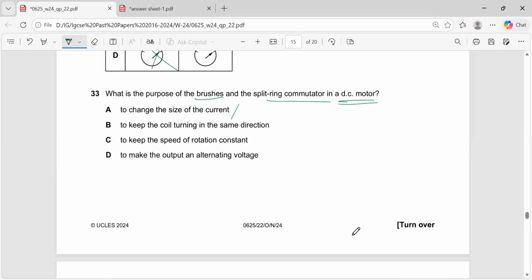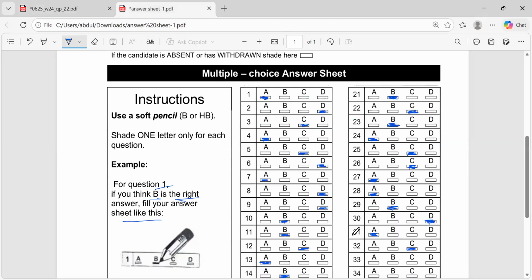To change the size of current? DC motor is not producing current. To keep the coil turning in the same direction? Yes. To keep the speed of the rotation constant? Nothing to do with that; it depends on the number of turns, magnetic field, and current. It is not generating electricity. The direction of current is reversed after every half cycle due to the commutator, meaning the split ring, such that the motor continues to move in the same direction. So 33 answer is B.